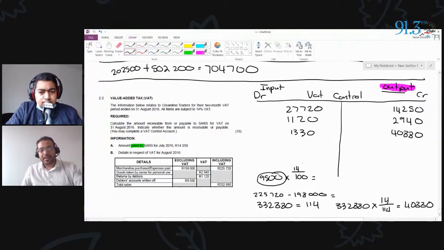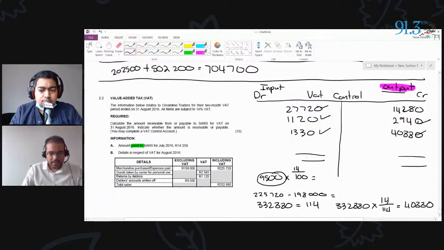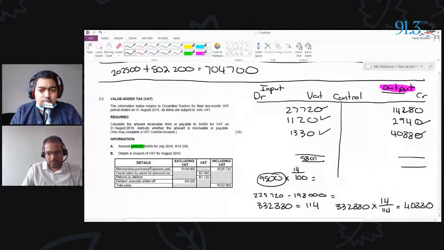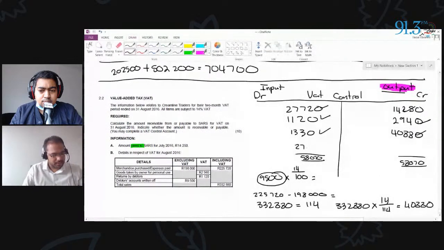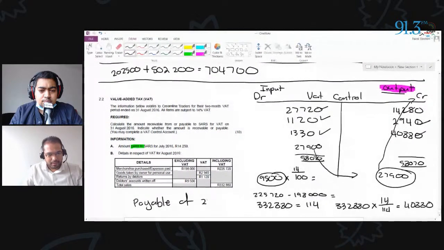Now that we've completed this part, we need to balance the account out. So we just want to make sure this is right, that's right, and that's right. So both sides are equal to 58,070. The shortfall is on this side, which is 27,900, and you always carry it over to the opposite side, which is 27,900. It again falls on the credit side, which makes this a payable. So 27,900 is payable to SARS.